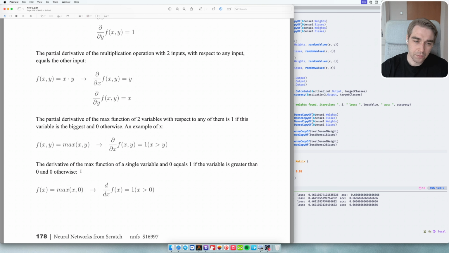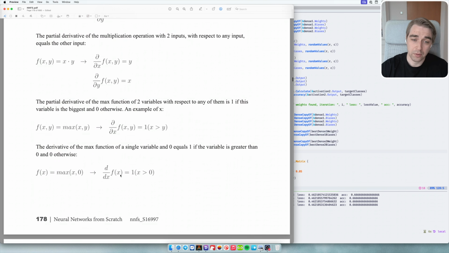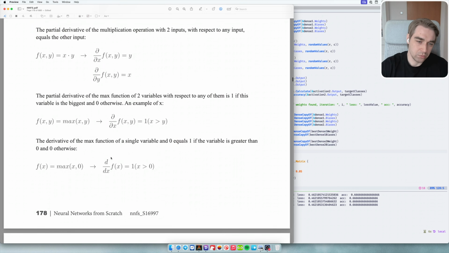The derivative of the max function of a single variable and 0 equals 1 if the variable is greater than 0, otherwise 0.